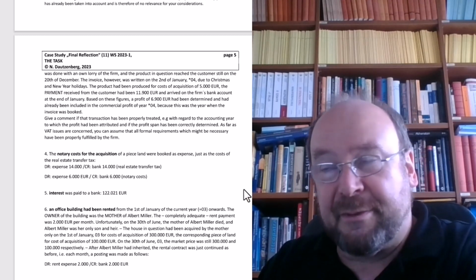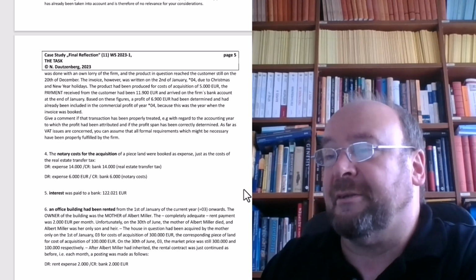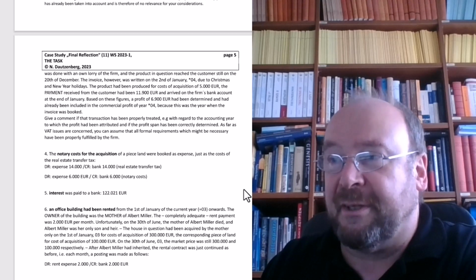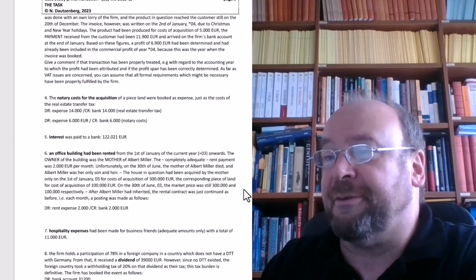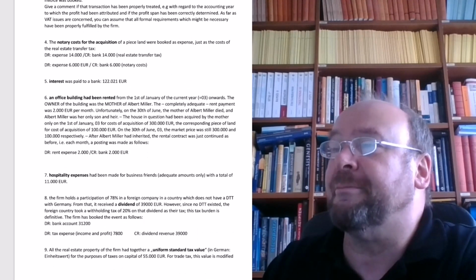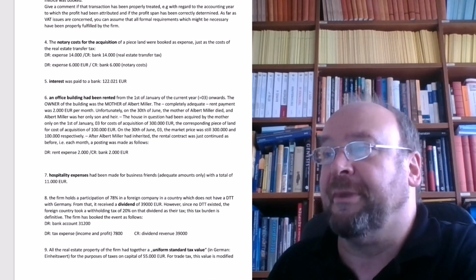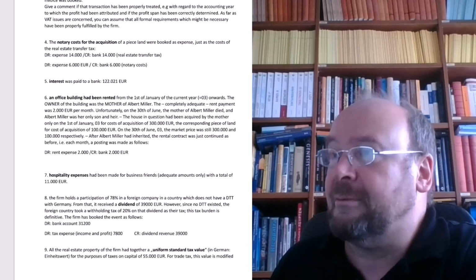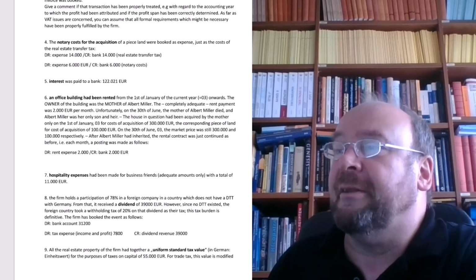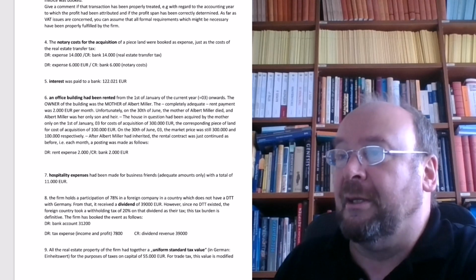Then interest was paid to a bank without further comments, €122,021. An office building had been rented from the 1st of January onwards, and the owner of the building was the mother of Albert Miller, so it stayed in the family. The completely adequate rent payment was 2,000 per month.